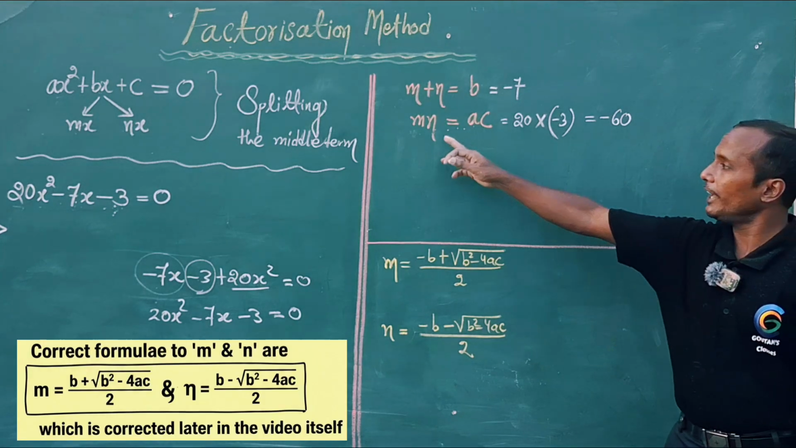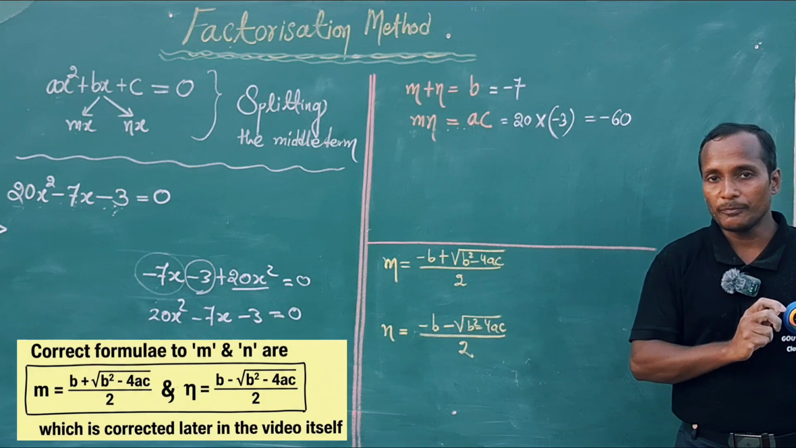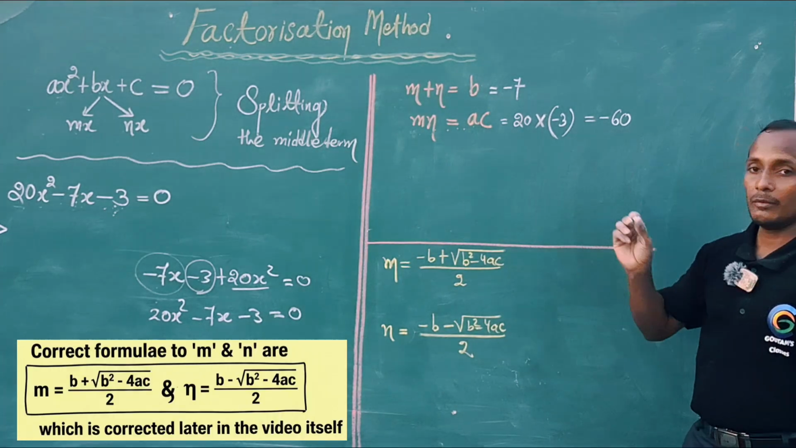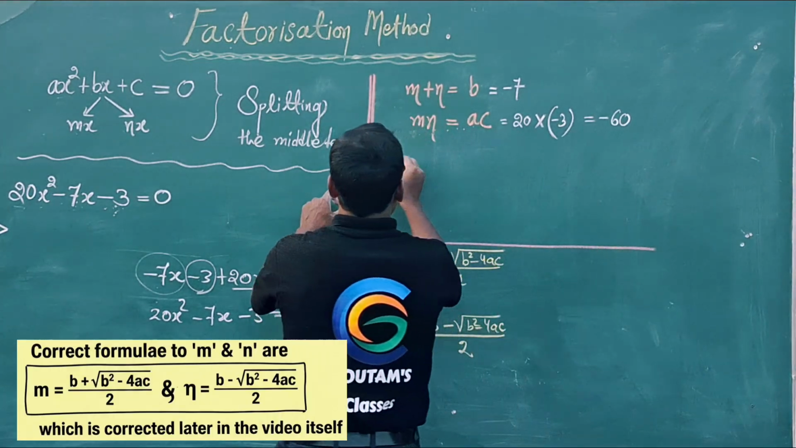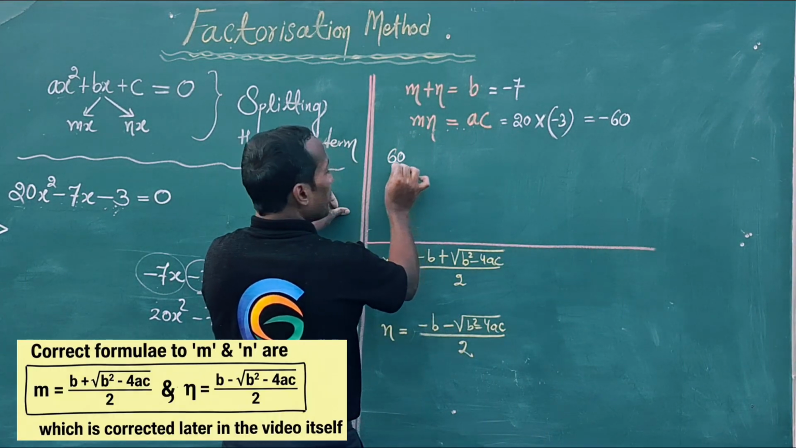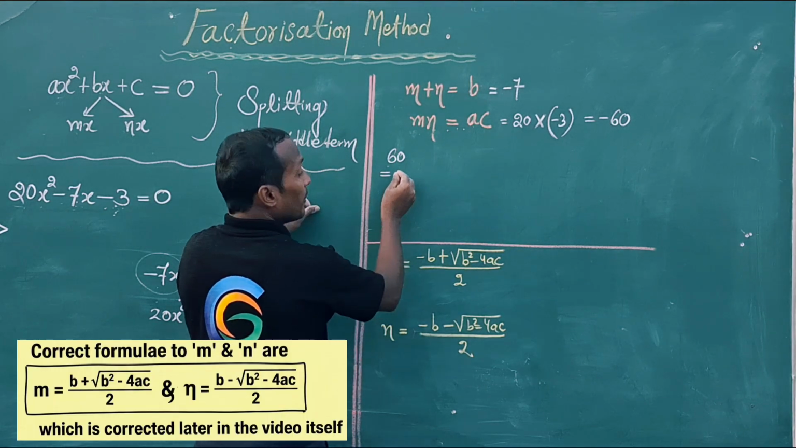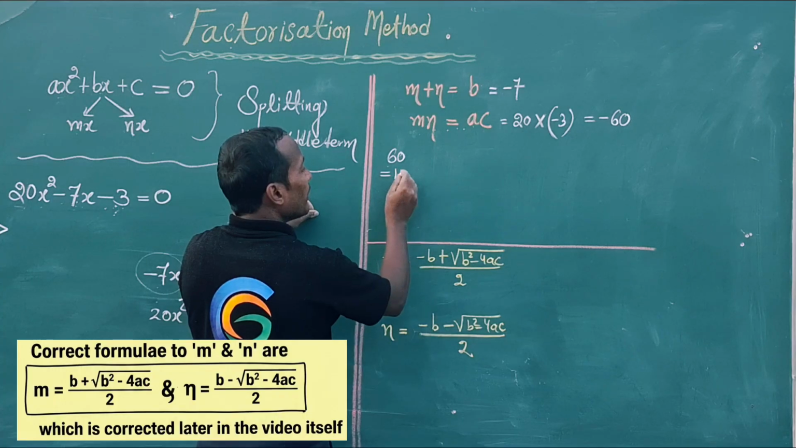Our task is to find m and n. For that, what shall we do? Let us stick to the product. The product of m and n is 60. Take 60 and either find its prime factorization or represent 60 as a product of two numbers in as many ways as possible.